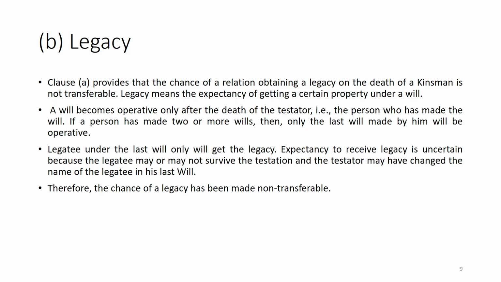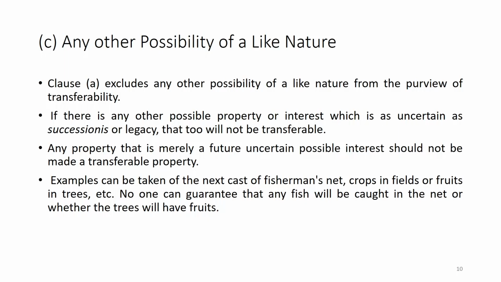The rule is very clear. The person who is mentioned in the last will of the executor, only that person will be the proper legatee of the property. So, expectancy to receive a legacy is uncertain, because the legatee may or may not survive the testator, and the testator may have changed the name of the legatee in his last will, as I explained. So, the chance of legacy has been made non-transferable. That means where there is uncertainty about rights coming in future, that has been kept away from the list of transfer. Okay.